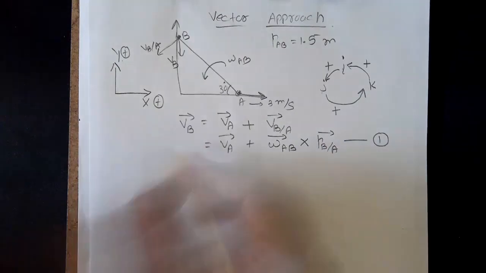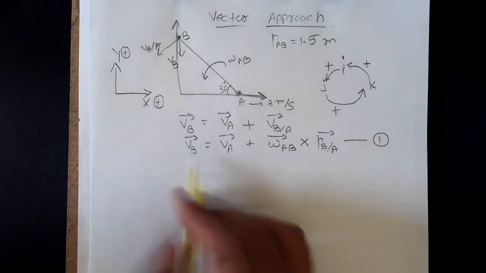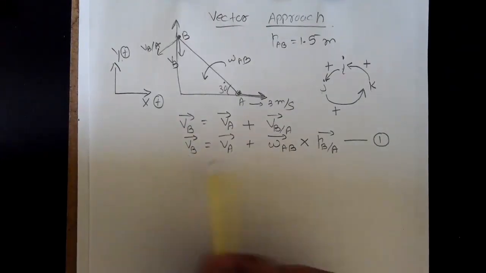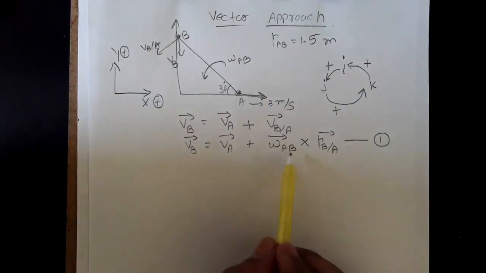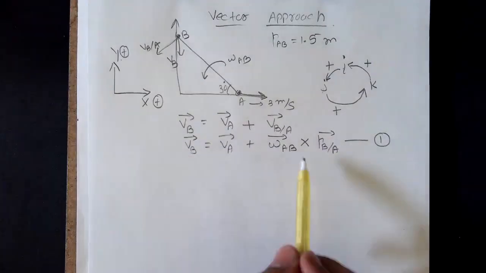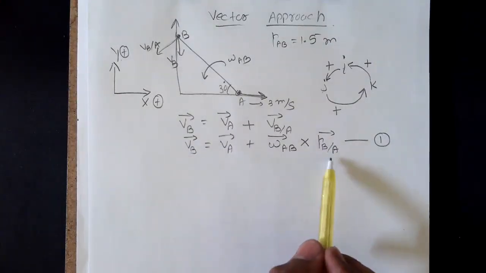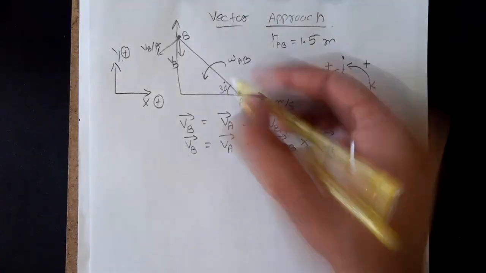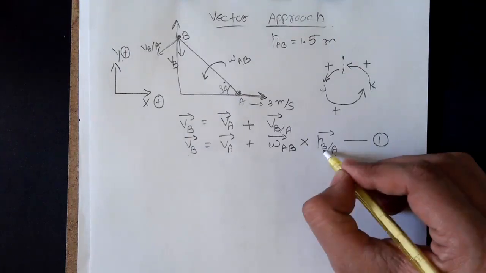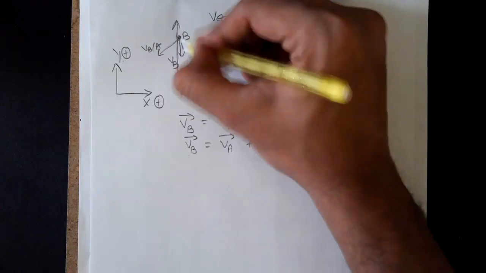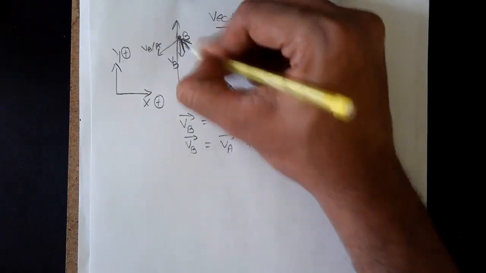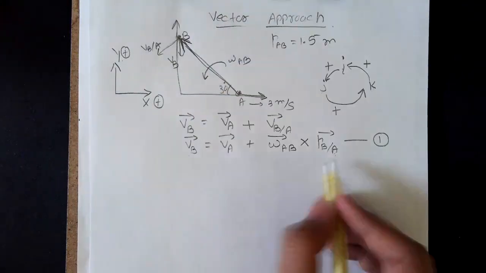And this is our equation number 1. Next step is we will write each of these velocity vectors using the unit vectors or Cartesian coordinate notation. However, we need this vector RB relative to A. So what is this RB relative to A? This is the position vector which goes from A to B. So basically it's this arrow which goes from A to B. This is RB relative to A.